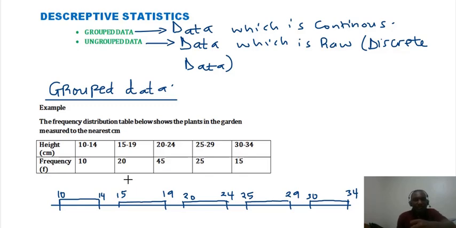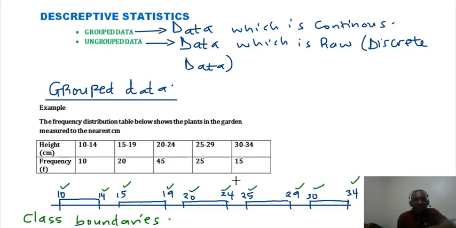We shall have to establish what we call the class boundaries. So right now what we have, the 10, the 14, 15 and so on up to 34, these are the class limits. Now class boundaries are the ones which come in to make our data continuous. How are they obtained? If this is our data drawn on a straight line, the class boundaries are going to come in the middle here.